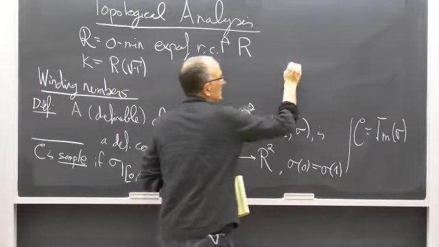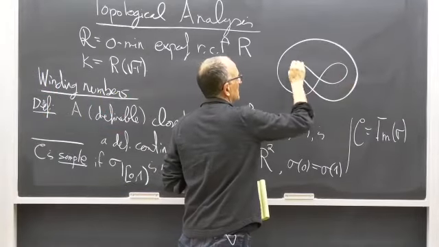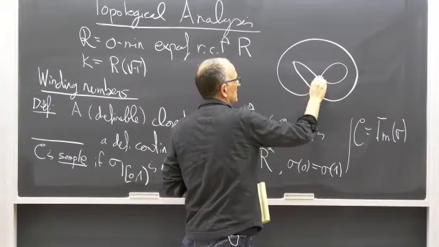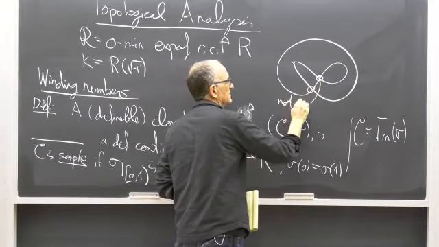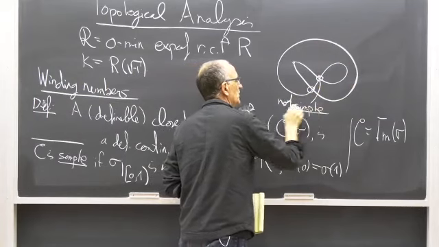Right, so a curve like this is not simple because here and here there will be an intersection. The map will not be injective.